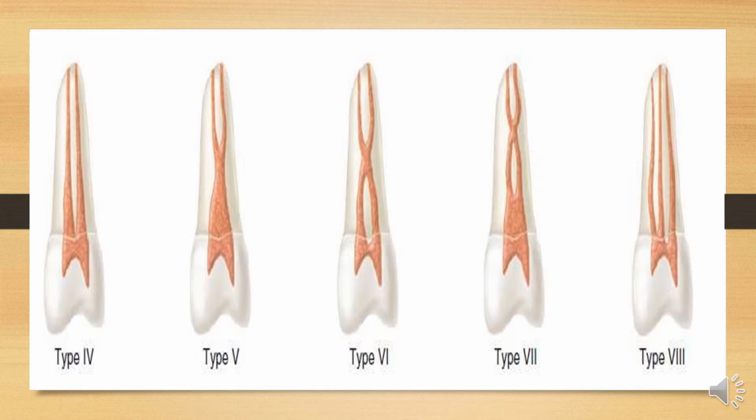We have the type 6, where we have two different canals that form as one single canal, and again bifurcate into two in the middle third and leave the root canal as two different orifices. Then we have the type 7, where the single root canal bifurcates into two, forms one, and again leaves the root canal system as two different orifices. Type 8, we have three different root canals.